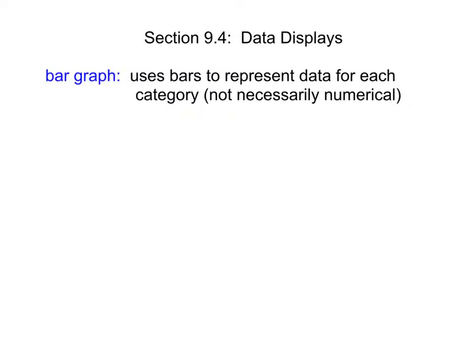One type of graph is just a bar graph, where you're going to have the bars representing the data for each category. Now, the categories don't have to be numerical. You could have them being your favorite ice cream flavors. They could be animals that people have as pets. They also could be numbers. They could be an age group, for example, but they don't have to be. With these, the taller the bar, the more answers there are, the more data there is in that specific category.